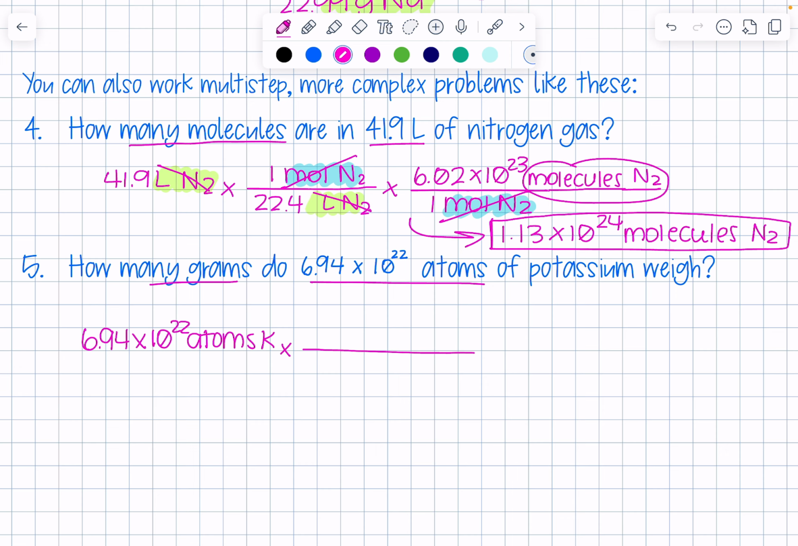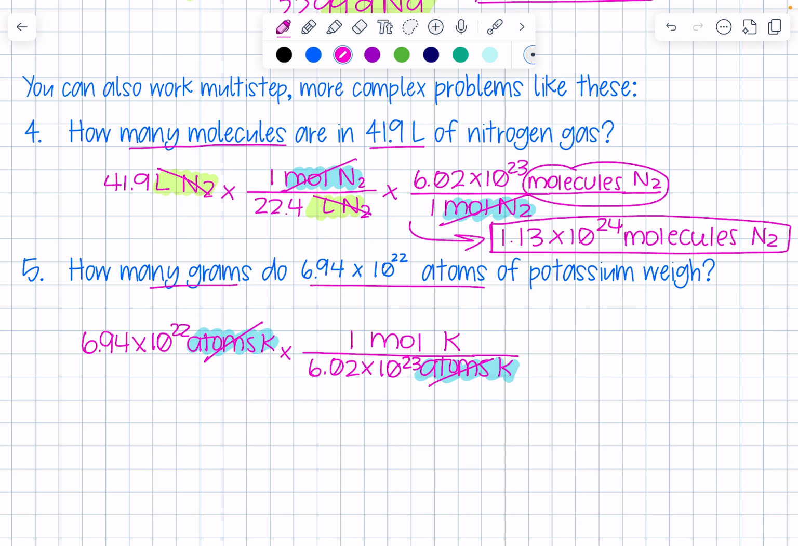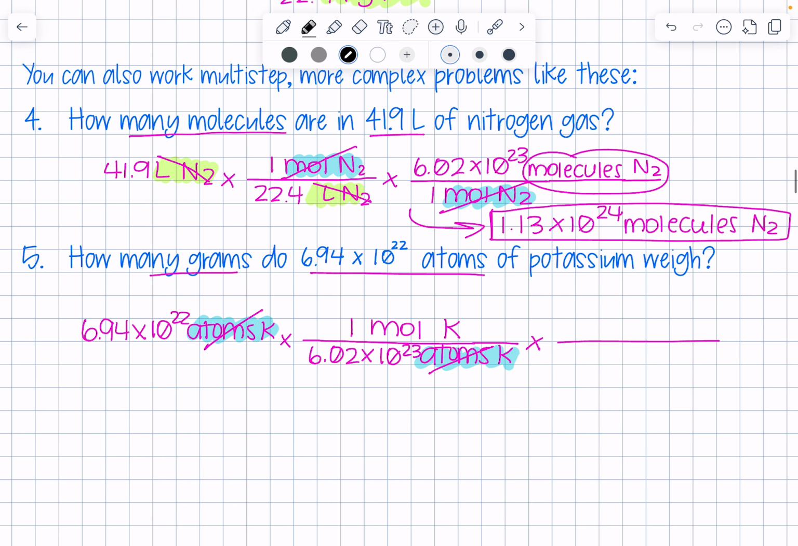All right, I know that there are 6.02 times 10 to the 23rd atoms in a mole. And the atoms have to go on the bottom so that they will cancel out. So again, that one's on top, therefore that's got to be on bottom. And now they'll cancel out. All right, now I'm in moles. I can go from moles to grams. Like we talked about before, if moles is on top, moles will have to be on the bottom.